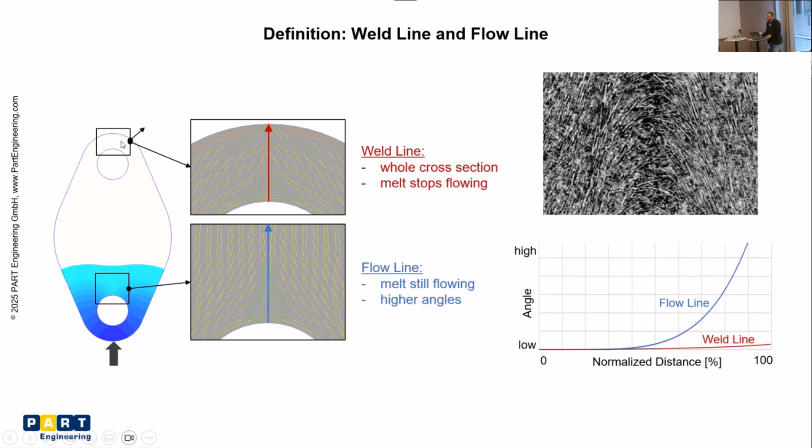This one is, of course, even more critical than the one that happens down here because the angle is way much higher. And if you imagine two melt fronts meet under a certain angle instead of really frontal, then you can imagine that, of course, such weld lines are much worse than the ones at a certain angle. So the higher the angle, the less critical the weld line.